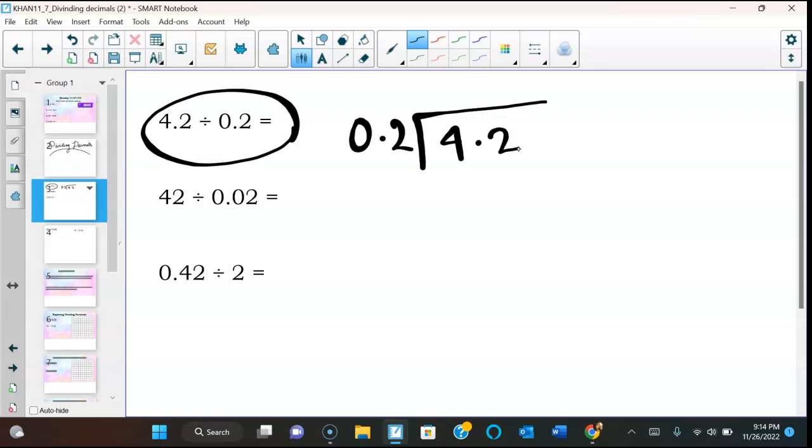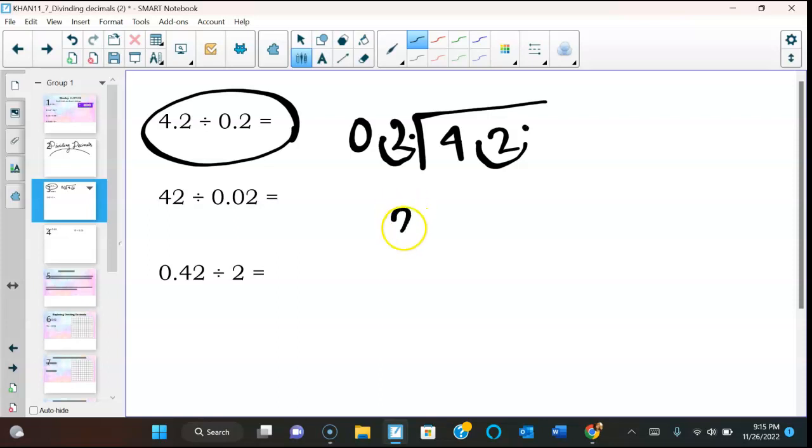Now, to do the division, first we have to change the setting. First, we have to move the decimal point 1 unit right and make the divisor a whole number, and do the same thing inside the house. Whatever you're doing outside the house, you're doing the same thing inside the house. If you move 1 unit right outside the house, you'll do the same thing inside the house.